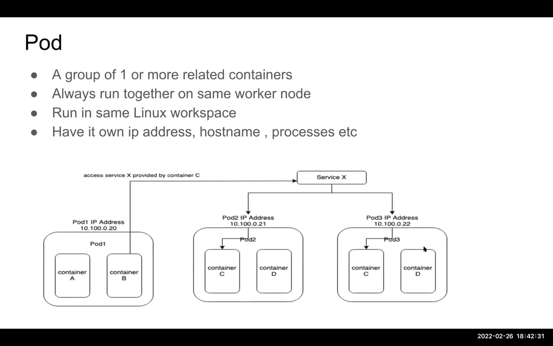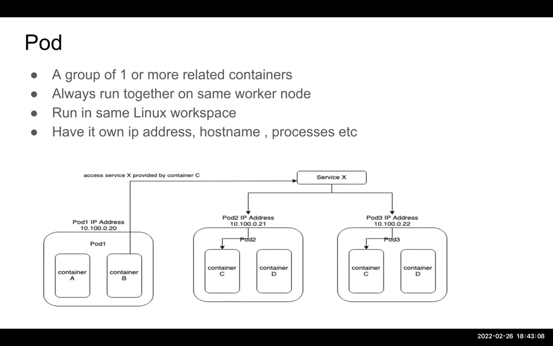Now, what is a pod? We'll go into a little more detail about the pod. A pod is a group of one or more related containers. You saw how you can create more than one container inside a pod, because containers is plural. You can add as many containers as you want in the pod. They always run together on the same worker node. So if you specify more than one container inside the pod, they will always run on the same worker node as part of the same pod. And they run in the same Linux workspace. They have their own IP address, host name, processes, everything is the same.